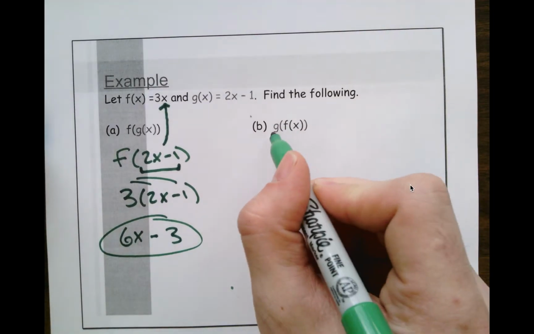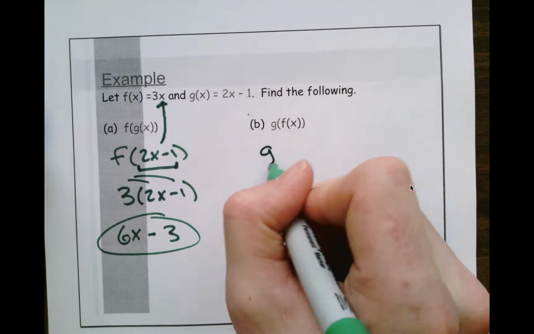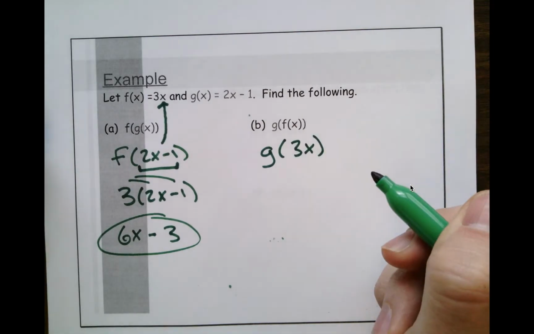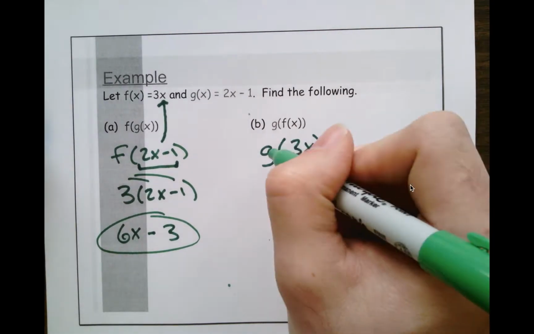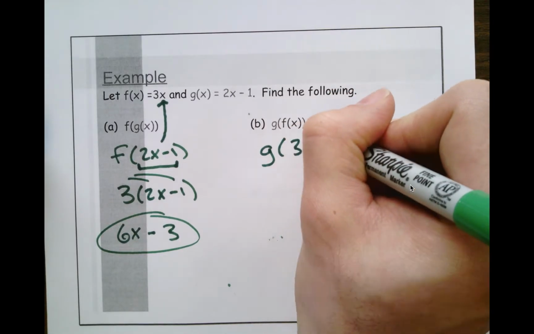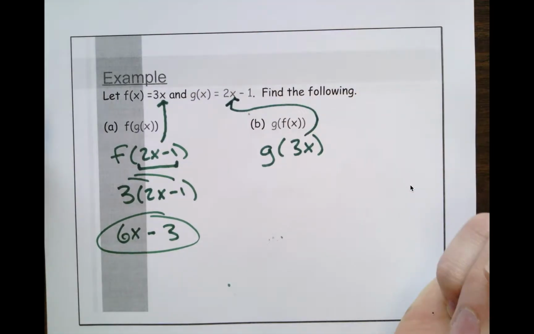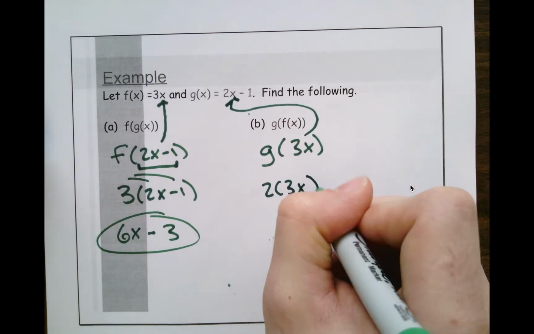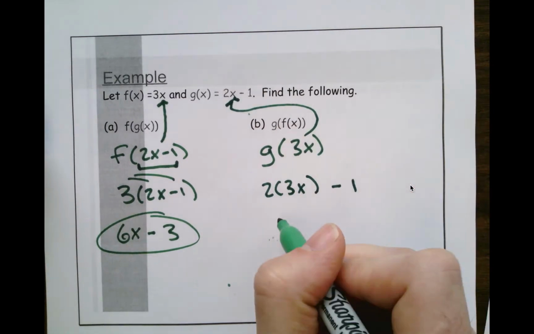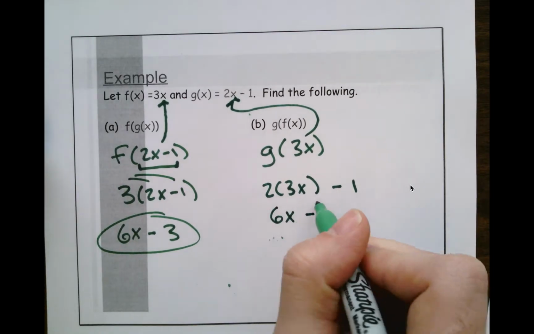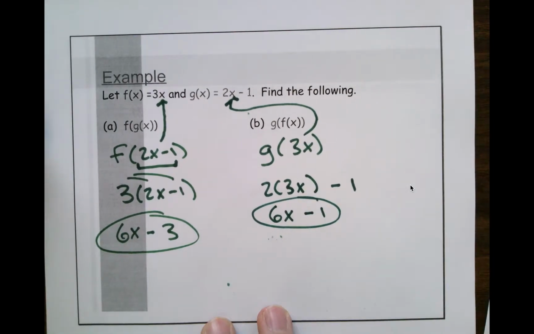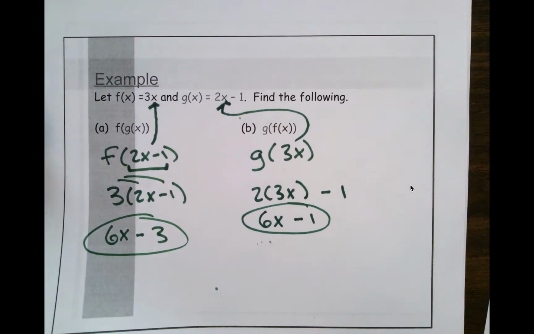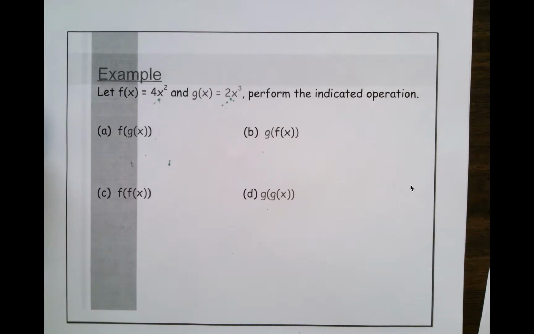Now if we went the other way, if we said g of f of x, we would take g, and plug in f, which is defined as 3x. Now we're going to look at function g, and we're going to take 3x and plug that in for x here. So we would have 2 times 3x minus 1. 2 times 3x gives us 6x minus 1. And that would be everything simplified all the way through. So again, you're taking one function and substituting it into another function.